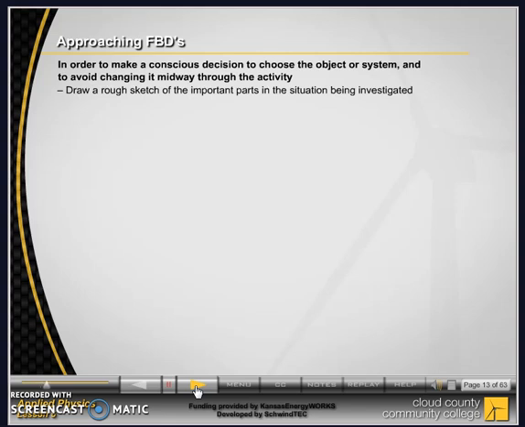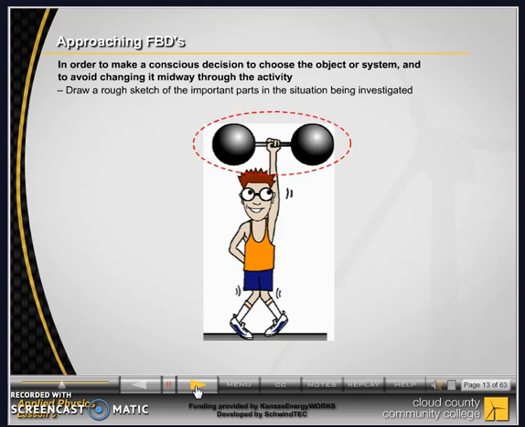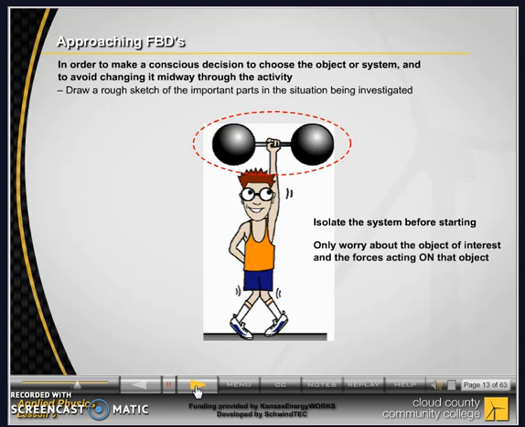The problem you are given says a man lifts the weights. You should choose to draw a man with weights lifted overhead. Circle the weights because the question wants to know what forces are acting on the weights. Isolate the system before you start. You will only worry about the object of interest and the forces acting on that object.